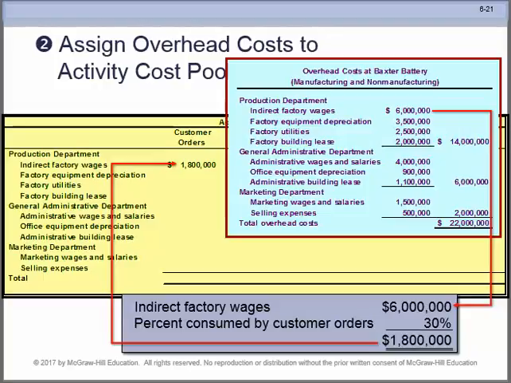For example, the indirect factory wages assigned to the customer orders activity of 1.8 million on the yellow sheet in the background was computed by multiplying the total amount of indirect factory wages of $6 million by the percentage of time that indirect workers spent on the activity. So they took 6 million times 30% and got 1.8 million. That's one way of allocating out some parts of that $6 million.